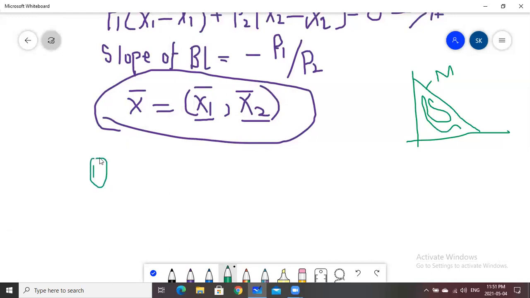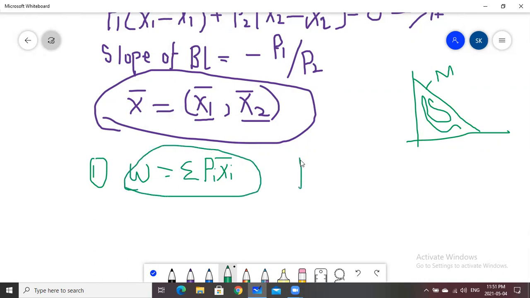Why? Because the market value of the endowment, that is W, is equal to the summation of Pi Xi bar. This whole will either increase or decrease, because the price of the commodity either increases or decreases. As a result of the change in prices, W equal to summation Pi Xi bar will either increase or decrease.